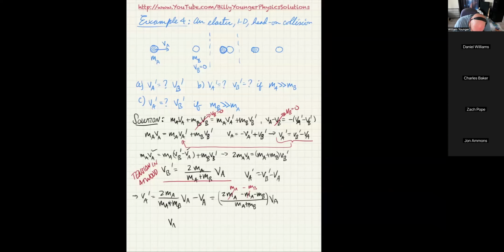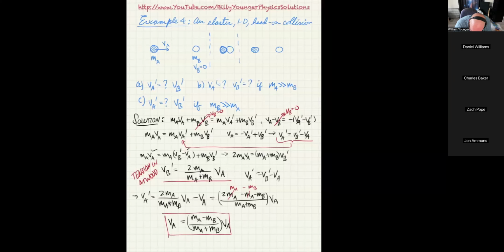So not only did that last one look like the Atwood machine, this one looks even more like the Atwood machine, because this one's the one not for the tension, but for the acceleration. It was the difference divided by the sum. So here, what we get is MA minus MB over MA plus MB, all of that times VA, and that is our answer.